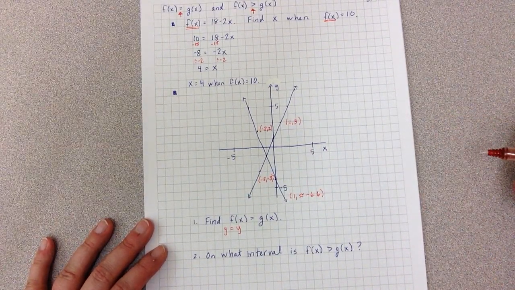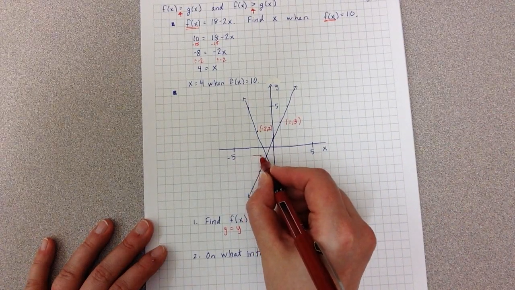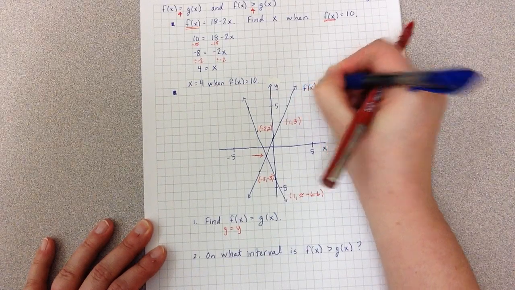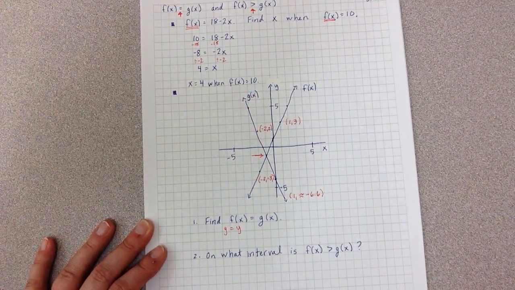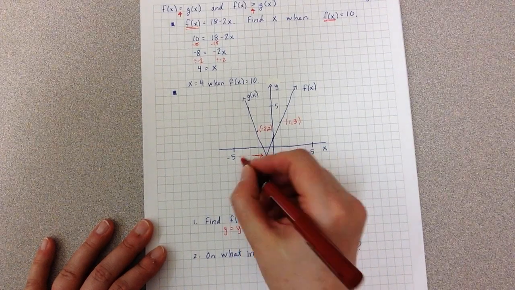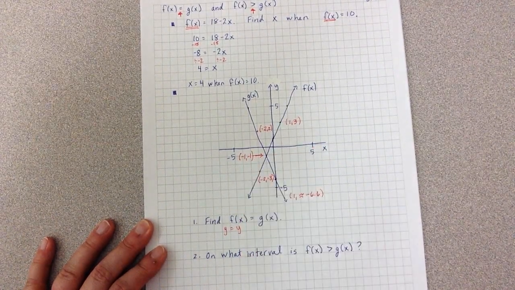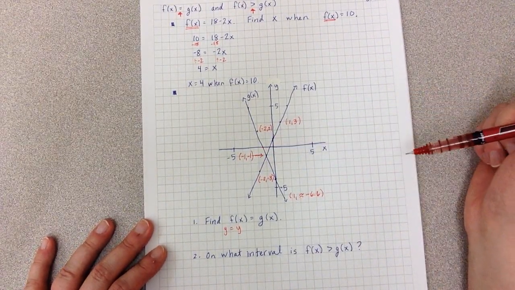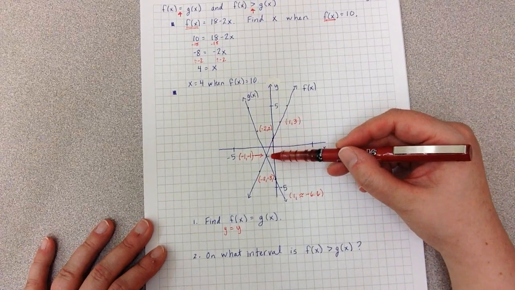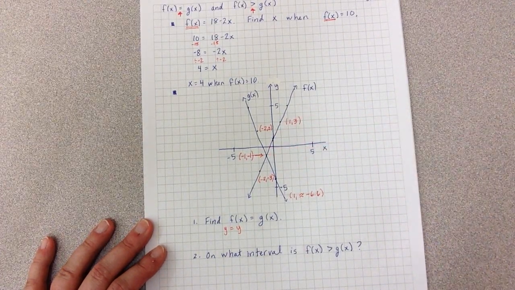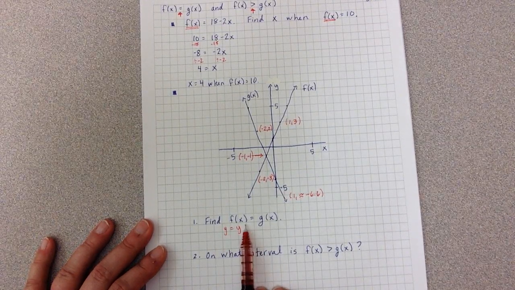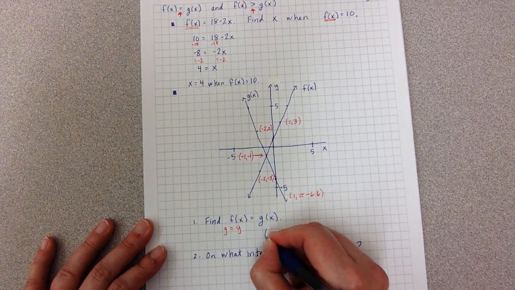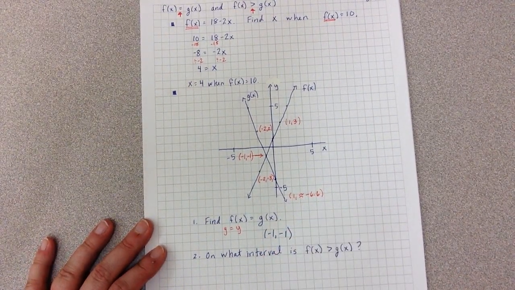So the one place where the x's and the y's are the same in both functions, and I should have labeled both of these functions, so this is f of x and this is g of x, is right here. At this point, -1, -1, both functions have -1, -1 as the point. Right here, this is on the g of x function, this is on the f of x function. So when we find f of x equals g of x, we say that that happens at -1, -1.